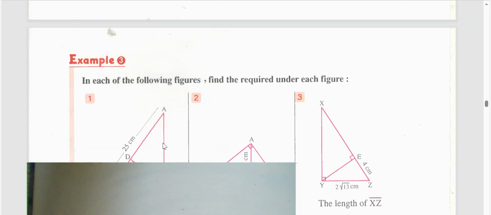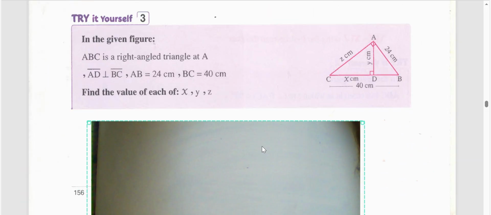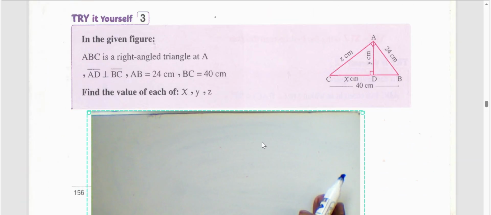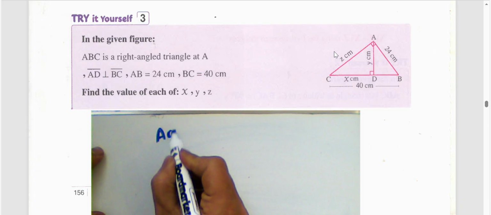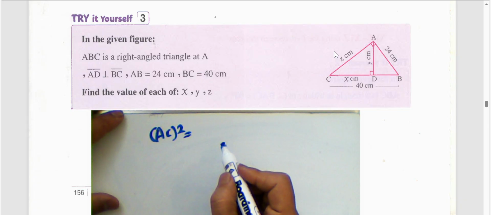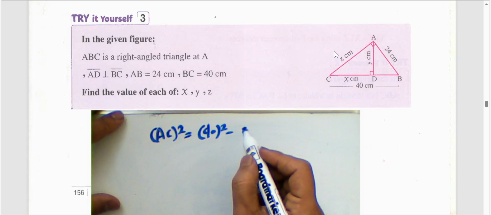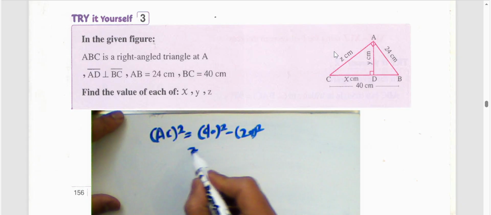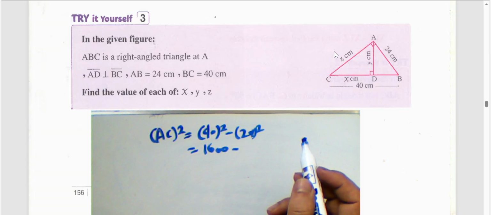Next question. We can find the length of X and Y and Z. How can we find this? Give me the base 40 and this 24. We can find CA from Pythagoras theorem. We know EC power 2 equals 40 power 2 subtracted by 24 power 2, right?